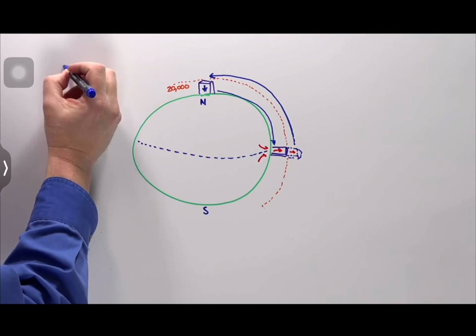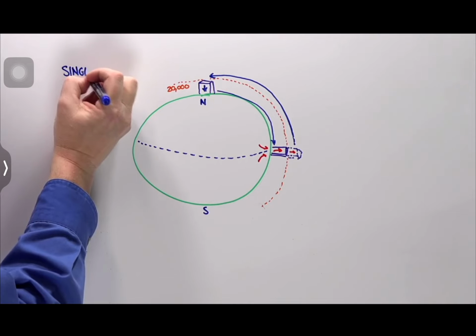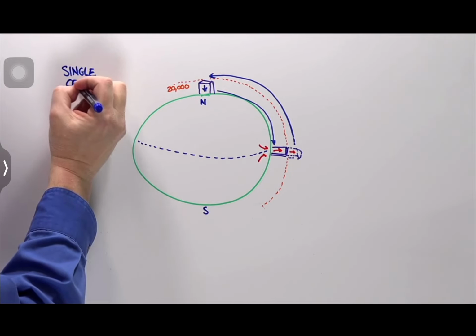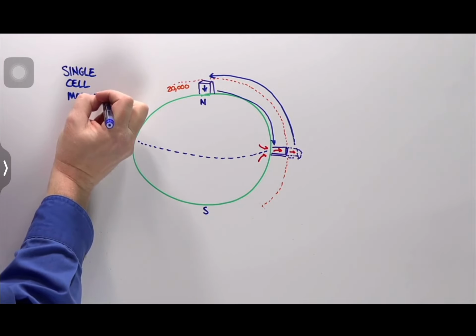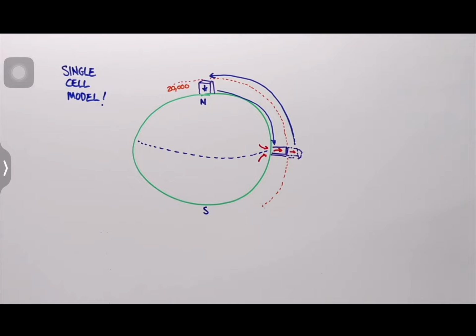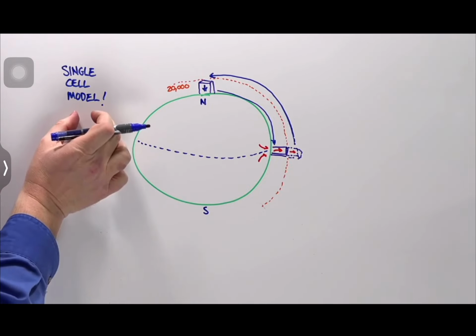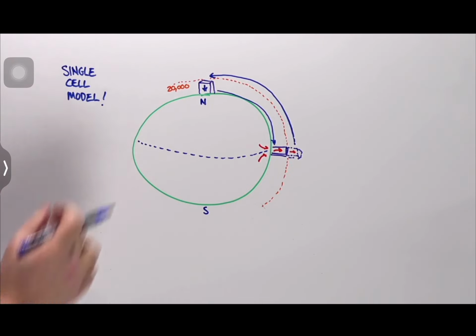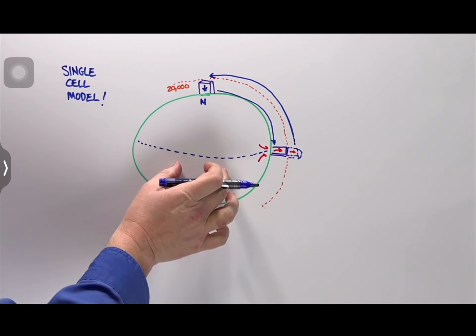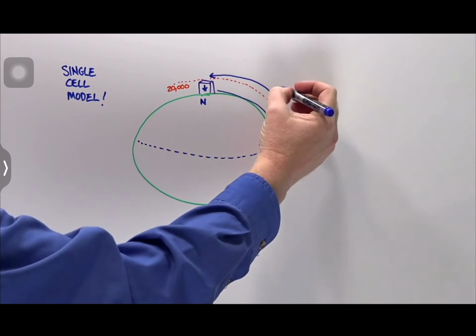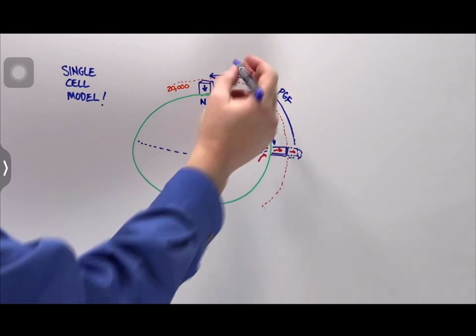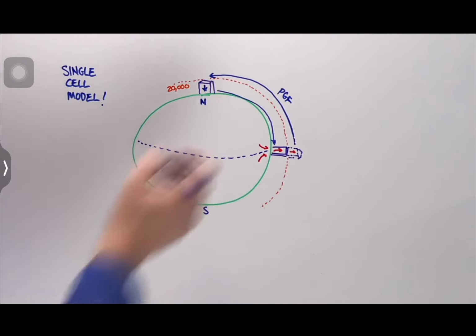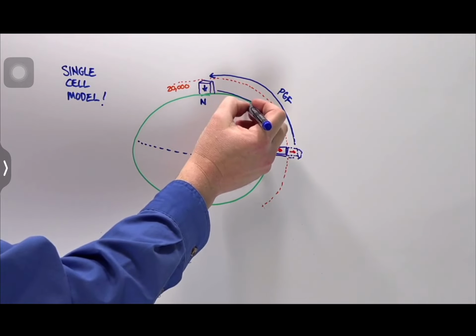So this is an idealized model, and this is what we call the single cell model. The single cell model doesn't happen with the real Earth. And that's because next up, we've got this pressure gradient force, right? Pressure gradient force there, then we've got a pressure gradient force down towards the bottom as well.